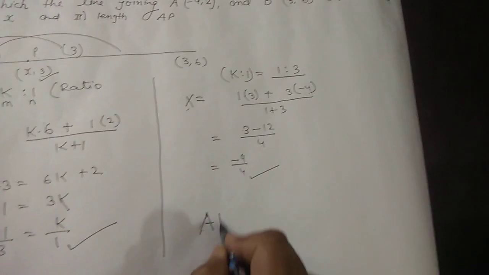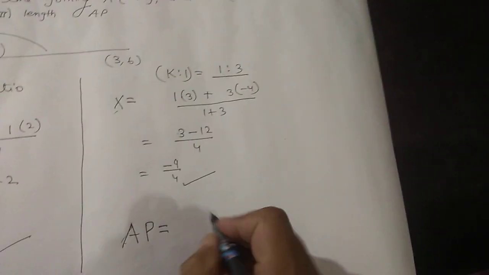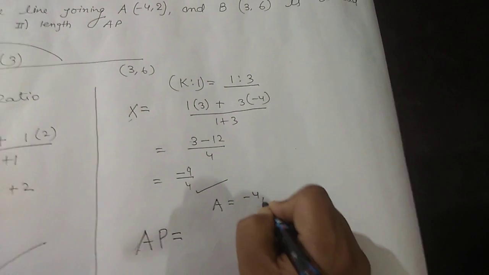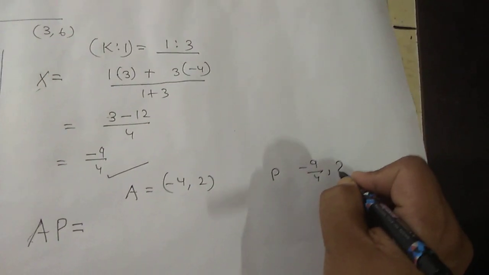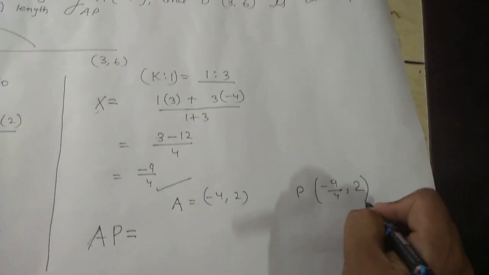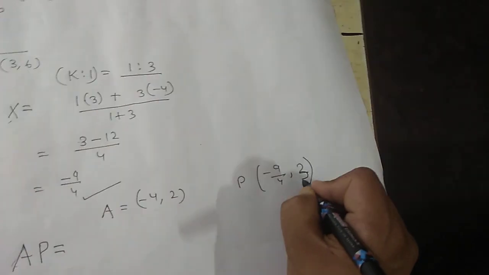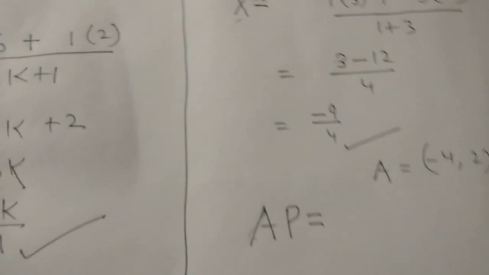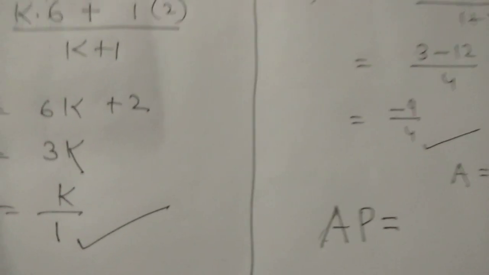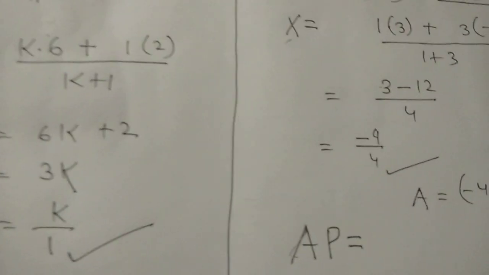So AP: A is equal to (-4, 2), and P is equal to (-9/4, 3). So we'll put these things in the distance formula, and then we will find the value of AP.